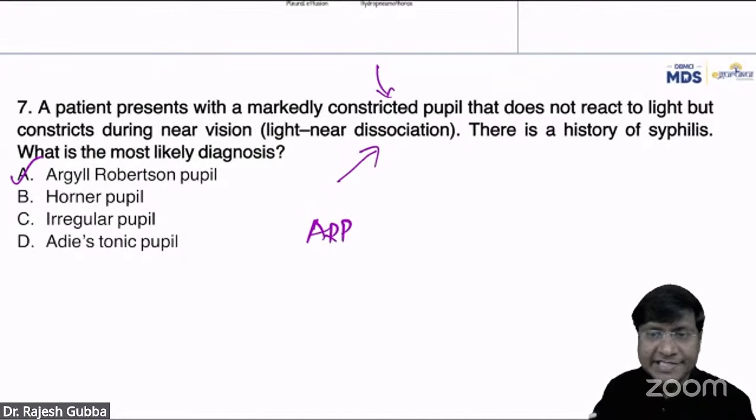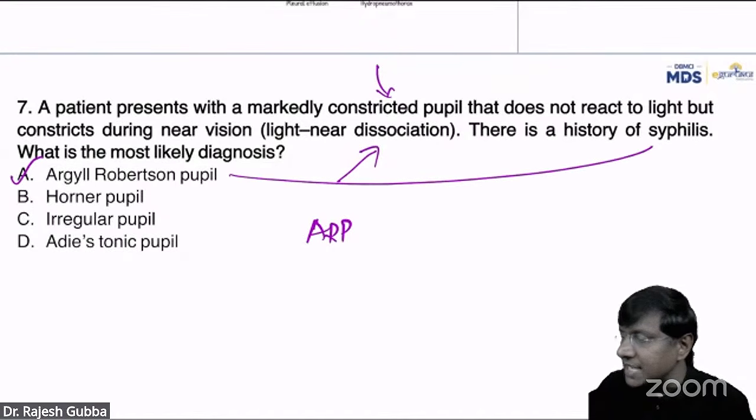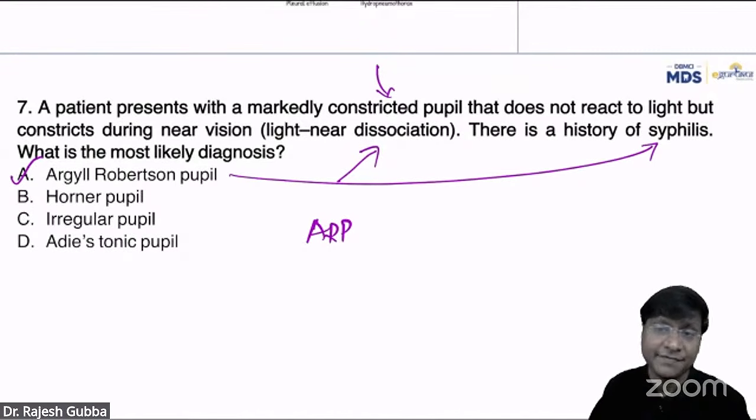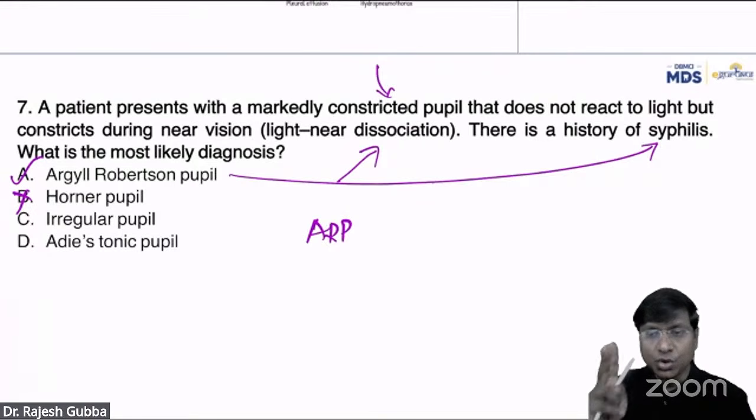So what is the answer here? It is Argyll-Robertson pupil. And the other important history which tells you it is an Argyll-Robertson pupil is the syphilis, right? So the background history of neurosyphilis tells it is your Argyll-Robertson pupil. Now, why not Horner's pupil? Horner's pupil is characterized by a triad, and that triad includes miosis, ptosis, as well as anhidrosis.